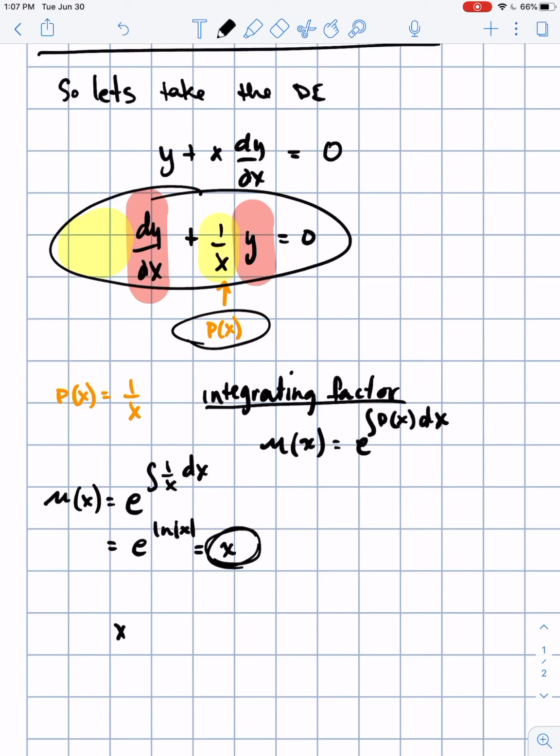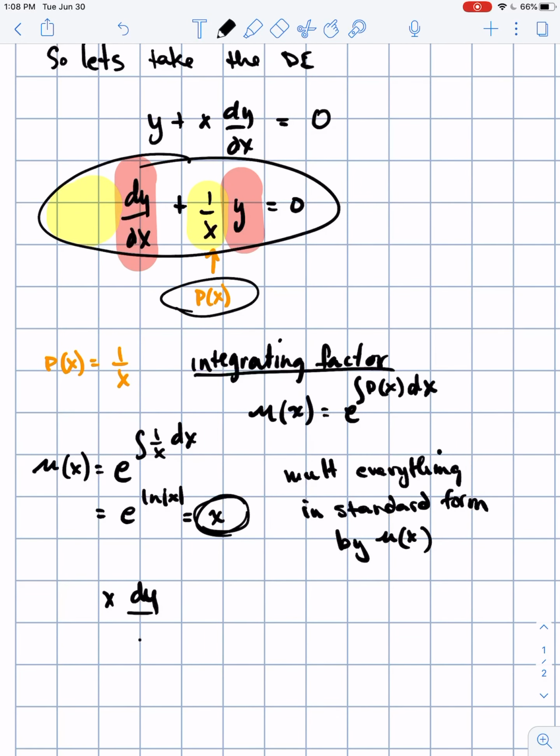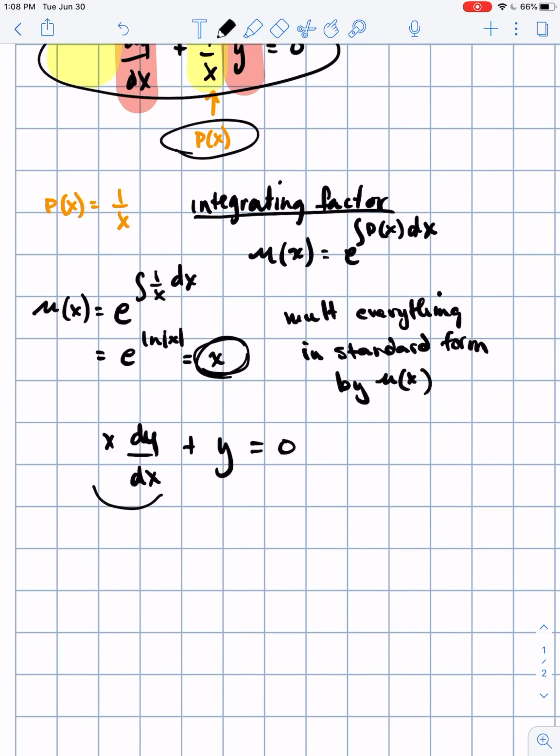Integrating factor: you want to multiply everything in standard form by that factor. Here it's x. So I get x dy dx plus y equals 0. Now you can see that this is just the product rule of xy, and over here will be 0.